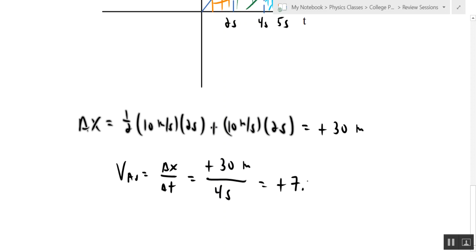So it's plus, once again, also in the positive x direction, right? The displacement and the average velocity are the same sign. So the average velocity is 7.5 meters in the positive x direction.